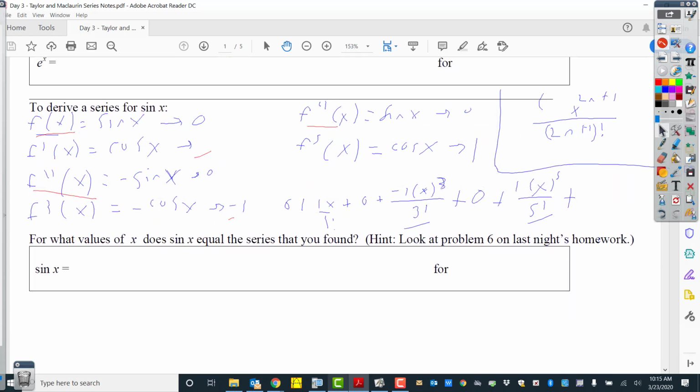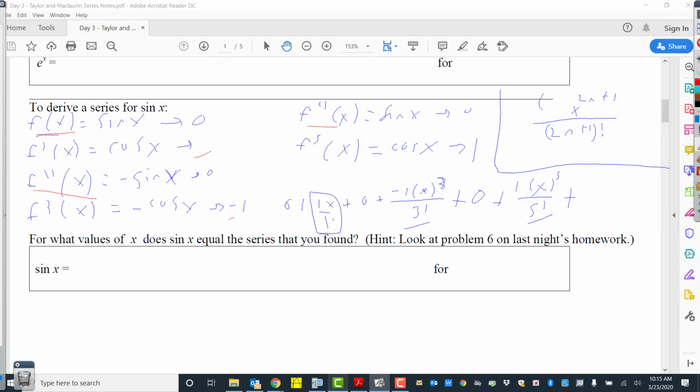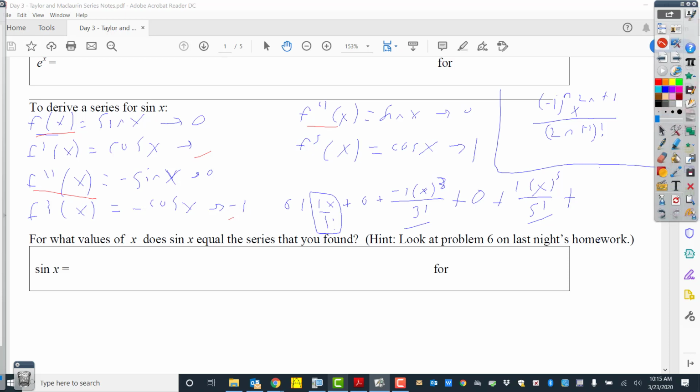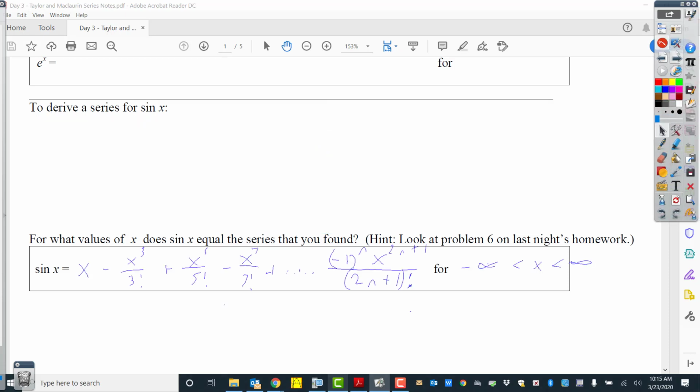We're using n equals 0 as our first term. So that means this first term here happens when n is equal to 0. So this should be negative 1 to the n power, so that we get a positive 1 when n equals 0. So this whole thing will give us our general term for this series.